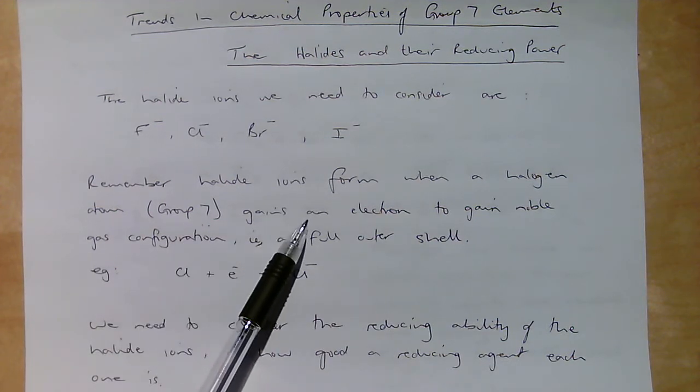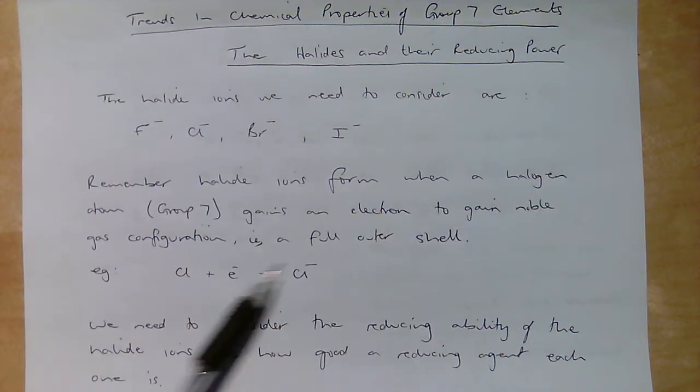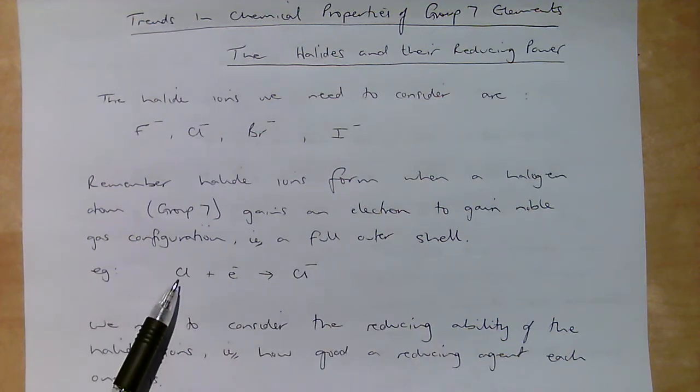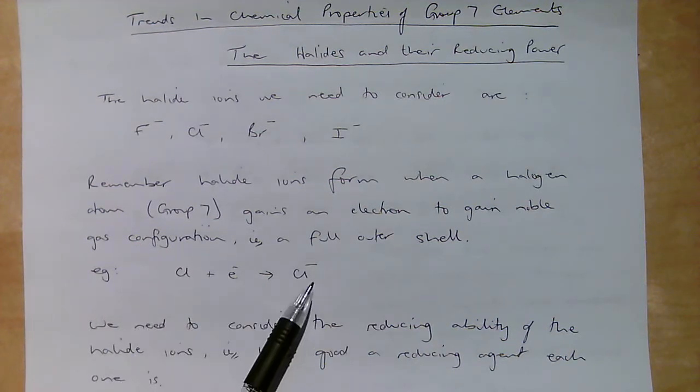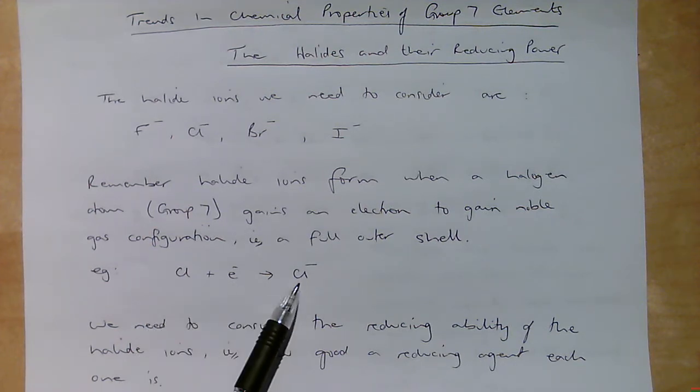Remember that halide ions form when a halogen atom, and halogens are in group 7, gains an electron to gain noble gas configuration, i.e. a full outer shell. So for example, Cl gains one electron to form Cl-. If we wanted to go from Cl- to Cl, the Cl- would need to lose an electron. So we need to consider the reducing ability of the halide ions, i.e. how good a reducing agent each one is.